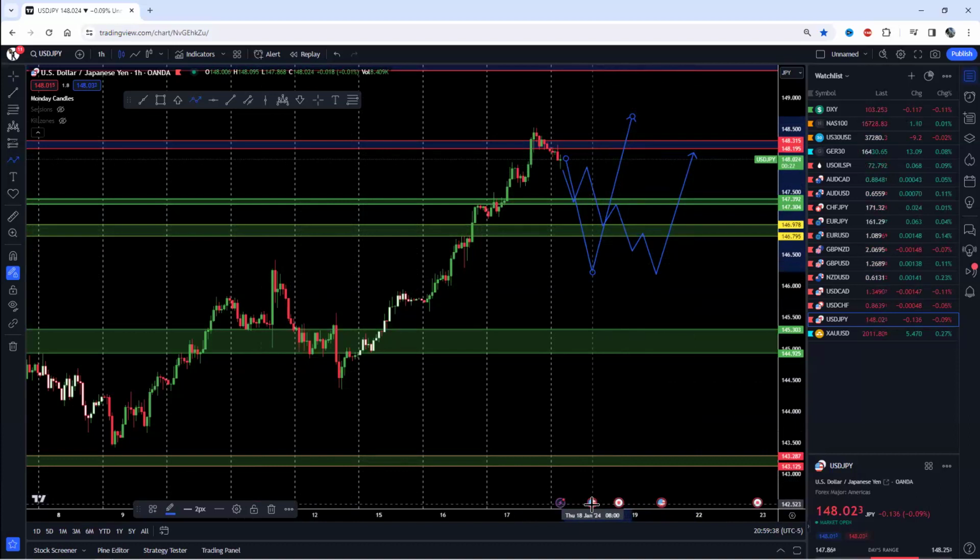So every move in the market is a retest. So if we know every move in the market is a retest, let's take a closer look.